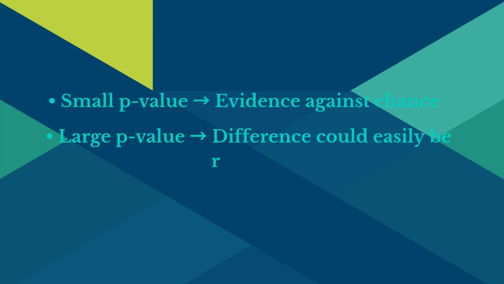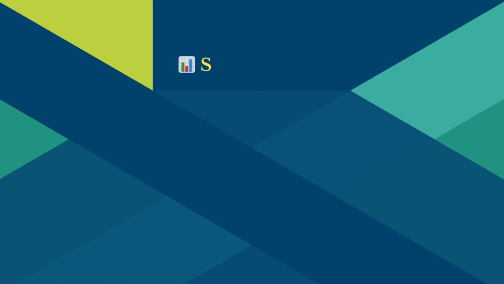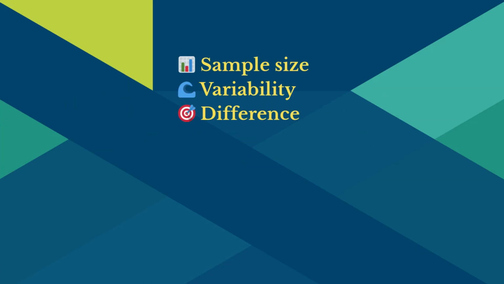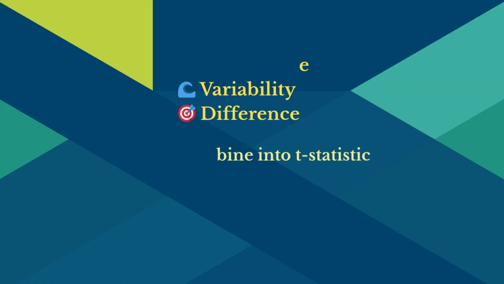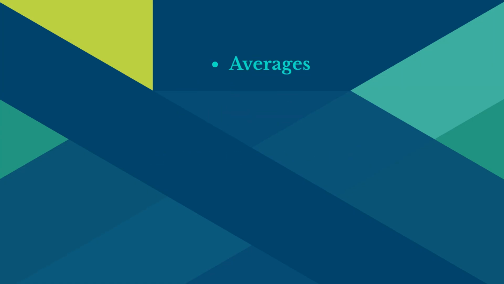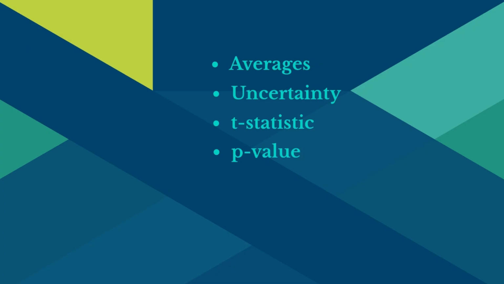The t-statistic is not magic. It is simply a standardized measure of difference that accounts for sample size, variability, and randomness. This is why the t-test is so powerful. It doesn't just ask are the averages different, it asks is this difference meaningful? So now we understand the full logic of the t-test. We start with averages. We quantify uncertainty. We compute the t-statistic and we use the p-value to make a decision.